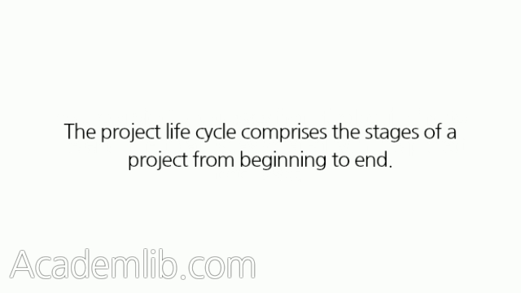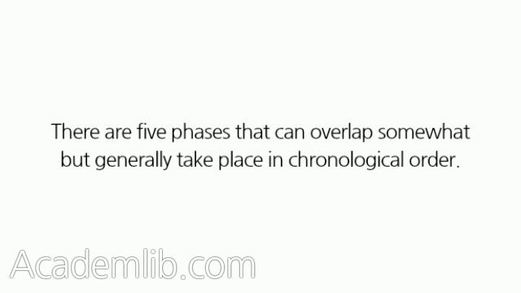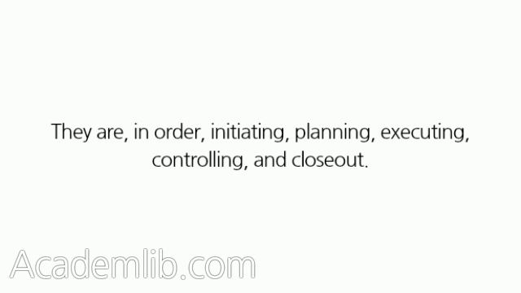The project life cycle comprises the stages of a project from beginning to end. There are 5 phases that can overlap somewhat but generally take place in chronological order. They are, in order, initiating, planning, executing, controlling, and close out.